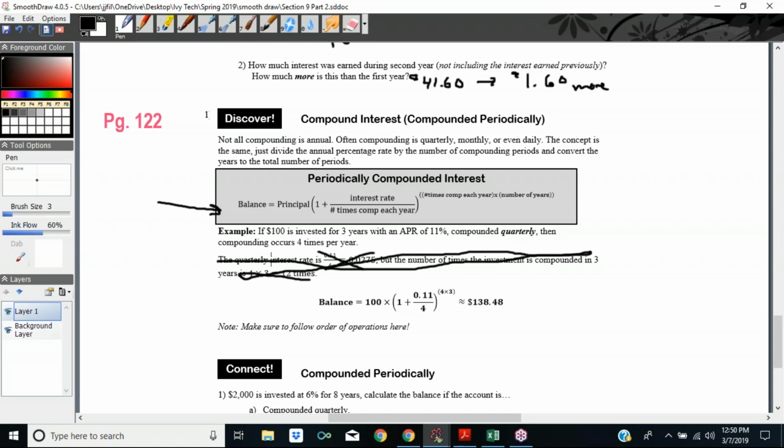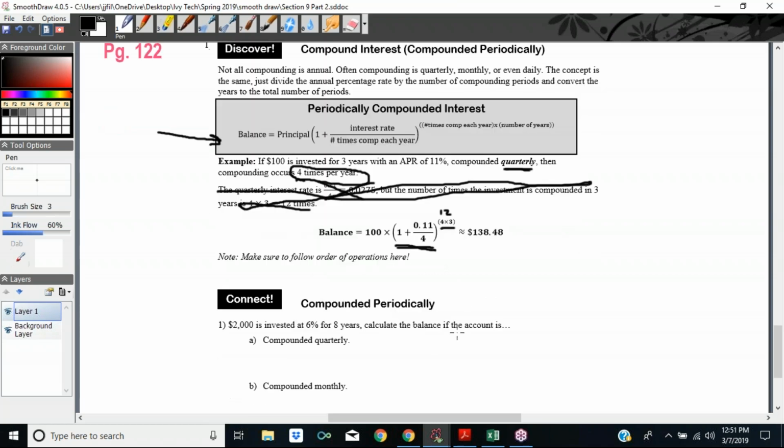Here's the example. $100 is invested for 3 years with an APR, an annual percentage rate, of 11% compounded quarterly. If that's the case, compounding occurs 4 times per year. Quarterly, 4 times. So here's what the formula looks like: 100 times, and all of this stuff is in parentheses on your calculator, 1 plus 0.11 divided by 4. And this power has to be in parentheses also, or you can just write 12 in your calculator if you want to. So let's look at how this works.